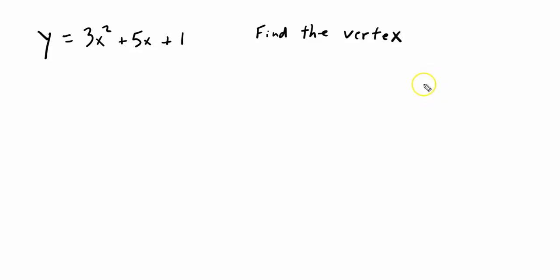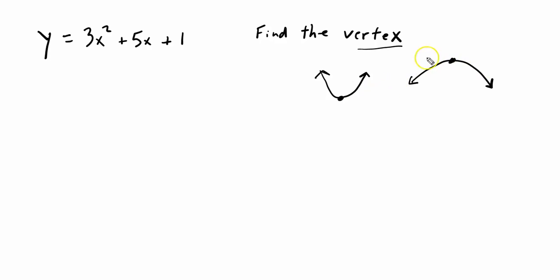Okay, so we want to find the vertex of this parabola. So what do they mean, first of all, by a vertex? Well, a parabola either opens up or it opens down. If it opens up, then the vertex is going to be the lowest point, or the minimum. If it opens down, the vertex is going to be the highest point, or the maximum.